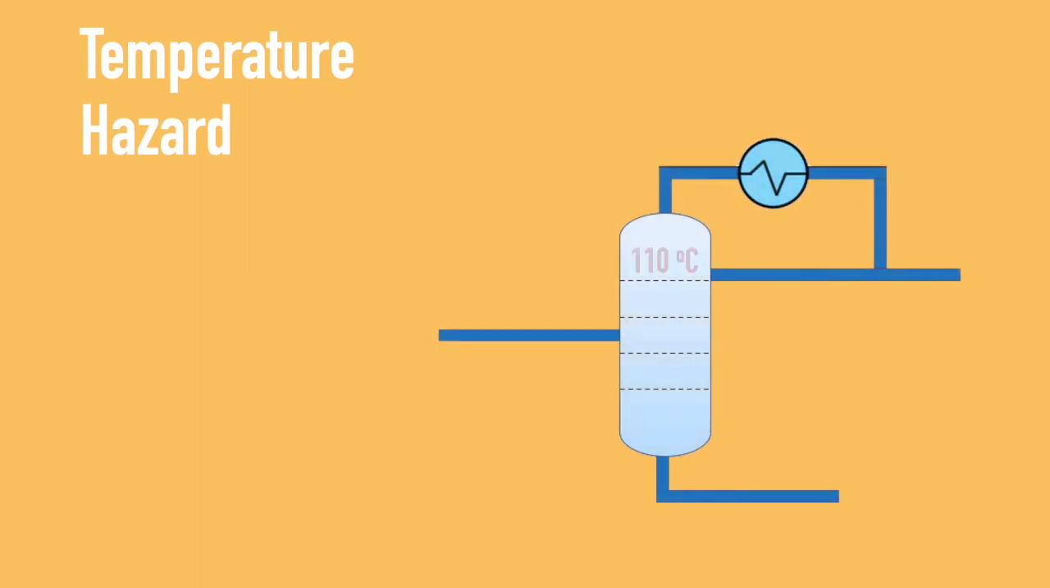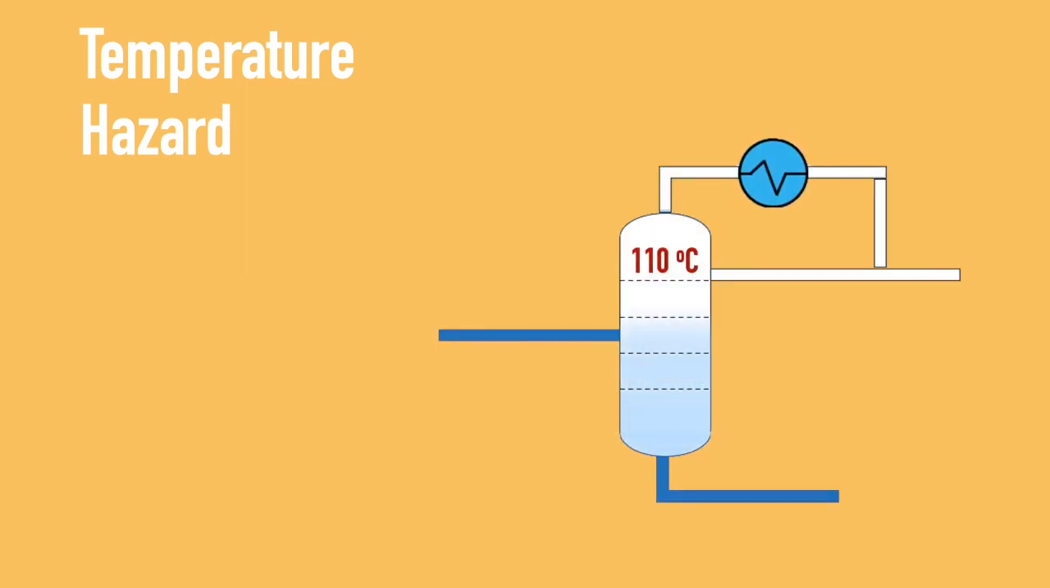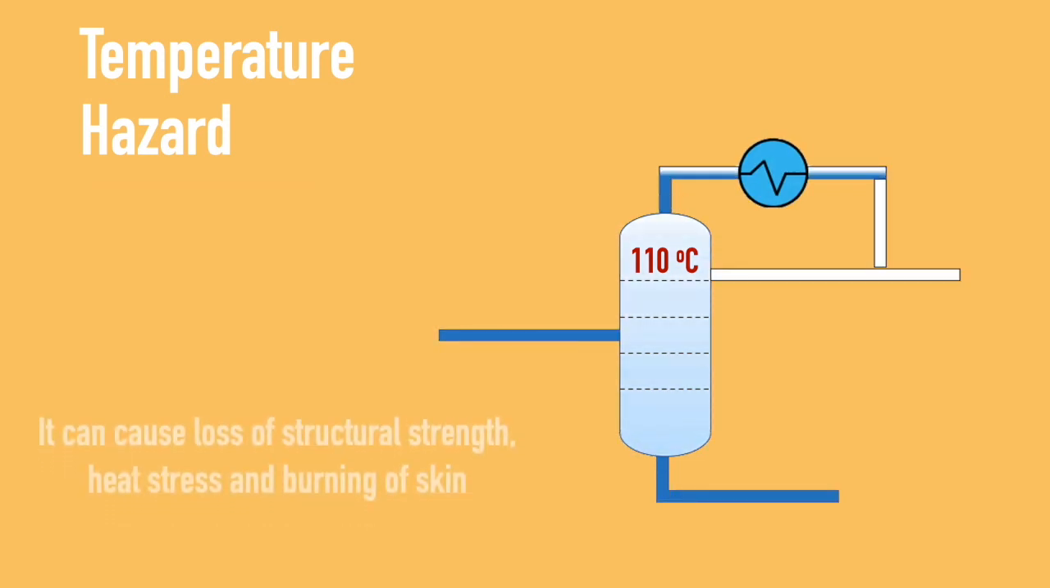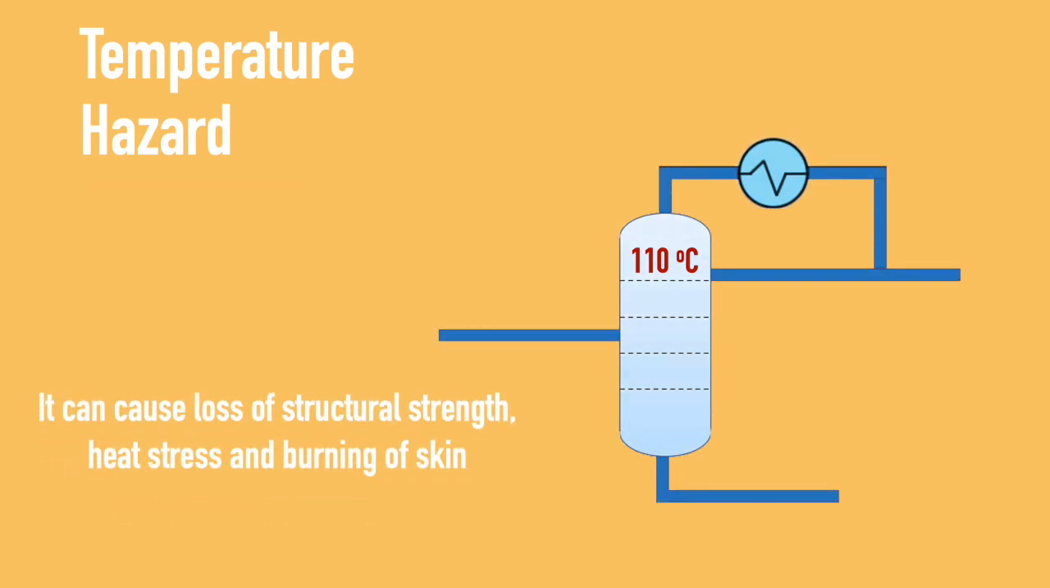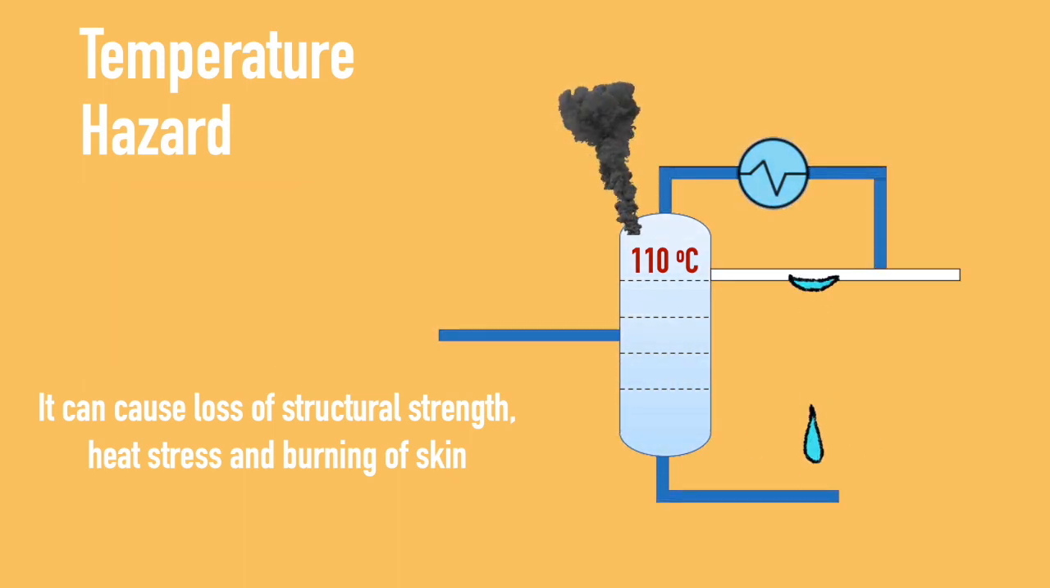The first hazard is temperature hazard. The stripper column is operated at 110 degrees Celsius. It is dangerous because this high temperature can lead to loss of structural strength, heat stress, burning of workers, if any accident occurs such as leakage and spillage in the column.